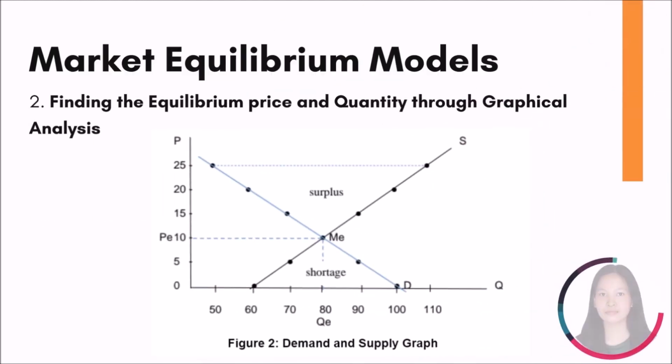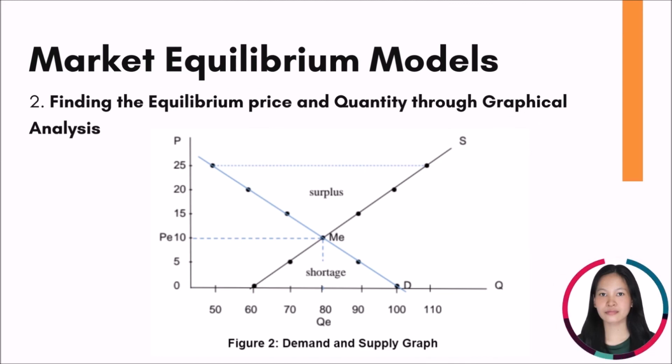The second representation is by finding the equilibrium price and quantity through graphical analysis. With the same figures given as in the previous representation, quantities of demand and supply are plotted in the graph. As perceived in the graph, figures that are above the market equilibrium are considered surplus, while those below market equilibrium, or ME, are regarded as shortage.